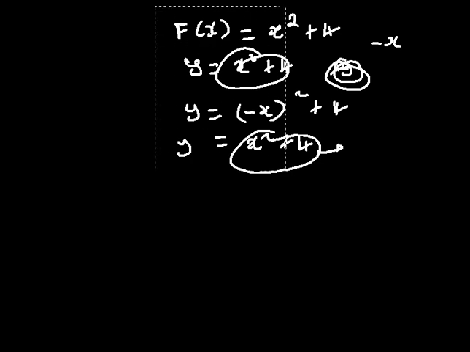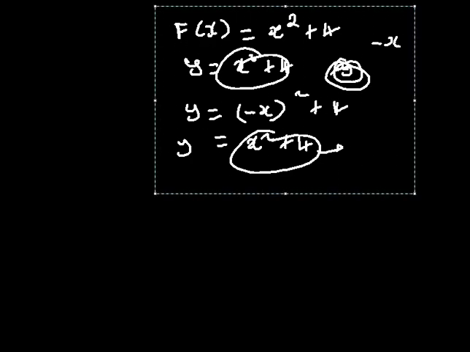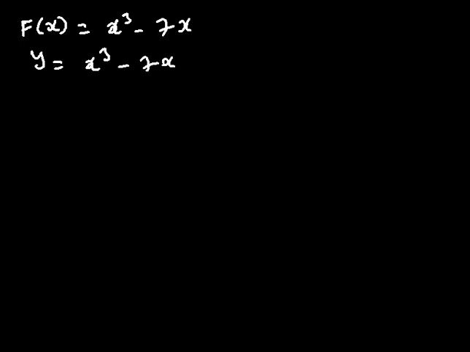And how about if we have this kind of function? Let's say the function f of x is equal to x to the power 3 minus 7x. And mind you, having f of x, it is the same as y is equal to x to the power 3 minus 7x. So let's start with symmetry about the origin.